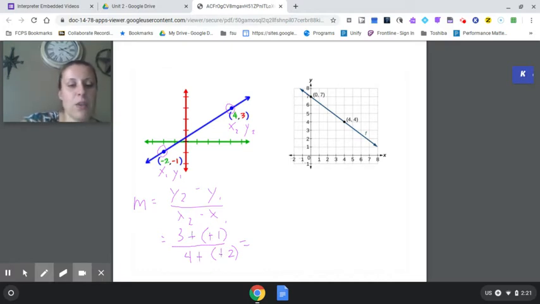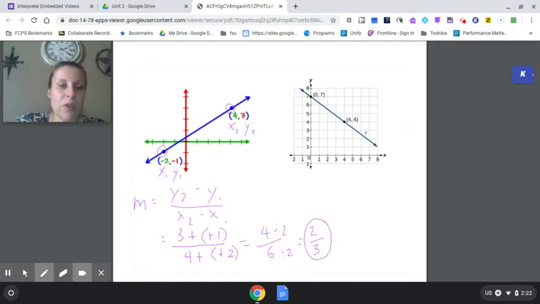So we're taking 3 minus a negative 1. That means the same as 3 plus 1, which is 4. And 4 minus a negative 2 means the same thing as 4 plus 2, which is 6. We do want to check to see if we can reduce this fraction. They're both even, so let's divide them both by 2. 4 divided by 2 gives me 2, and 6 divided by 2 gives me 3. So we have a slope of 2/3.